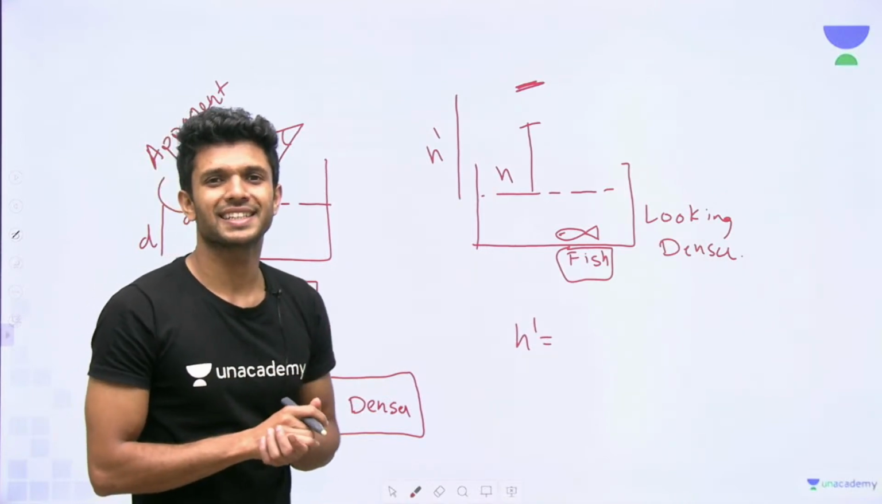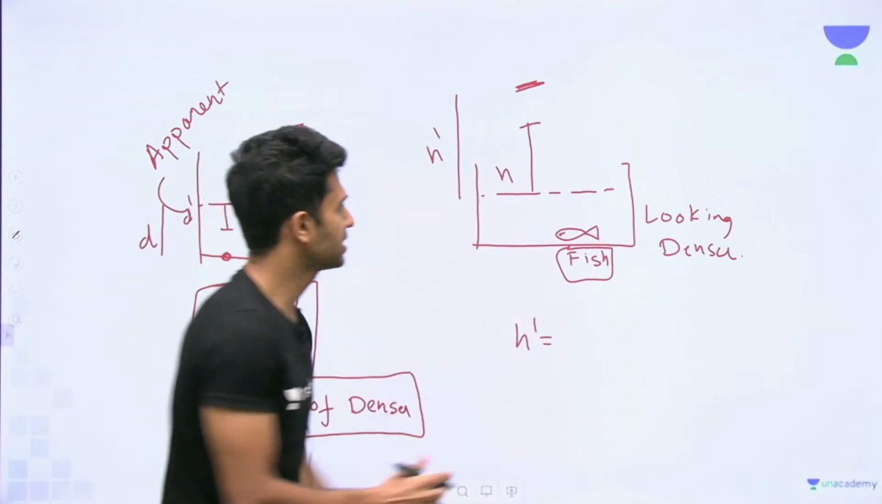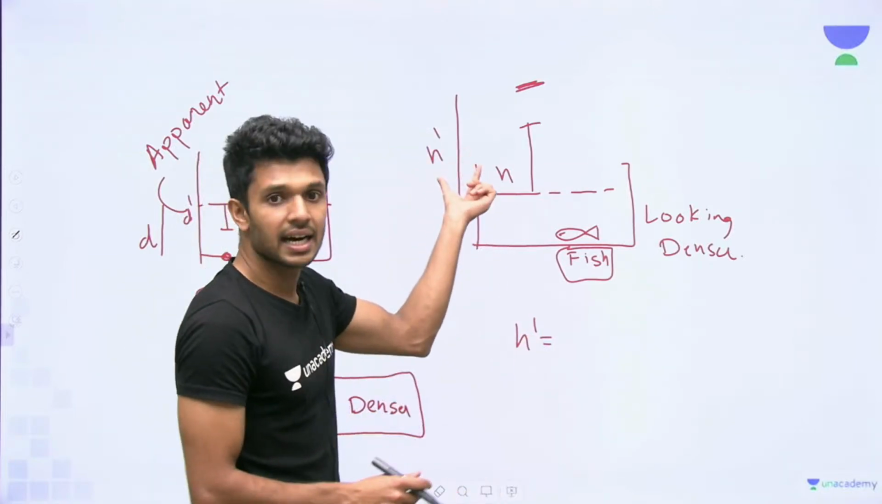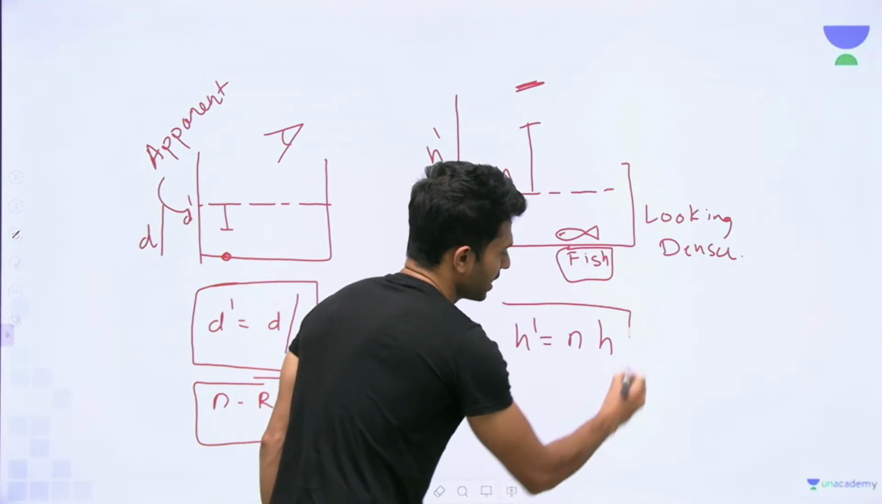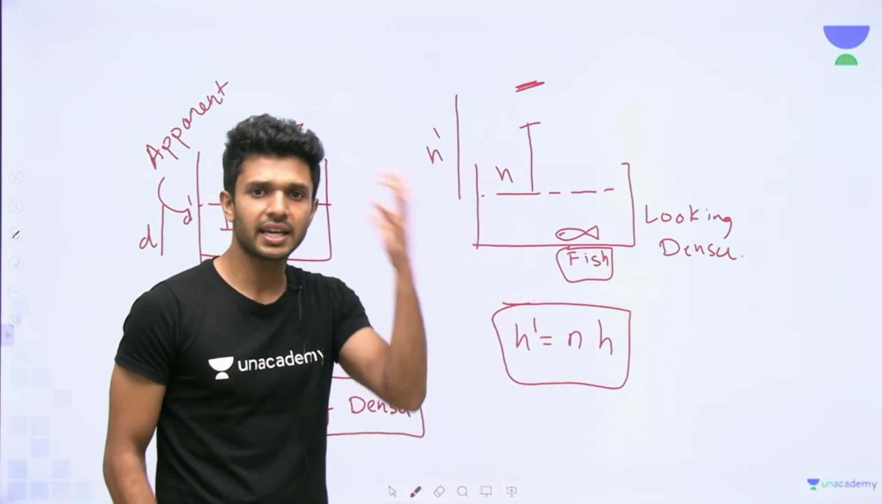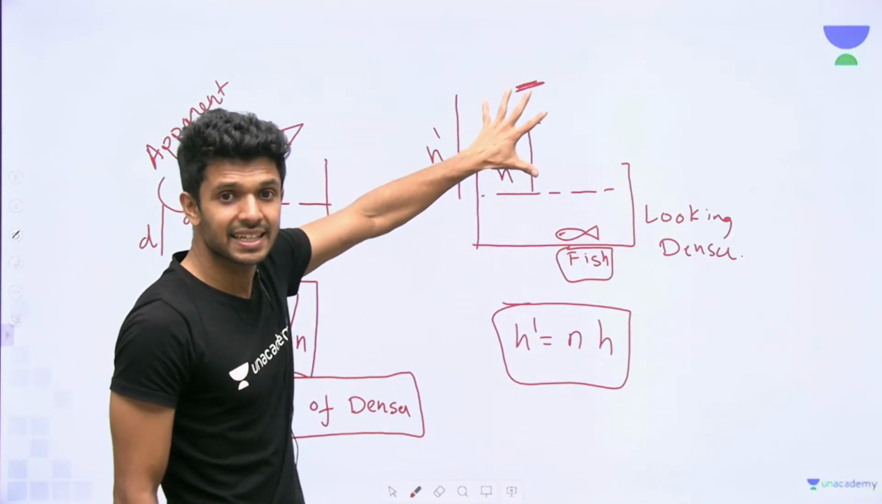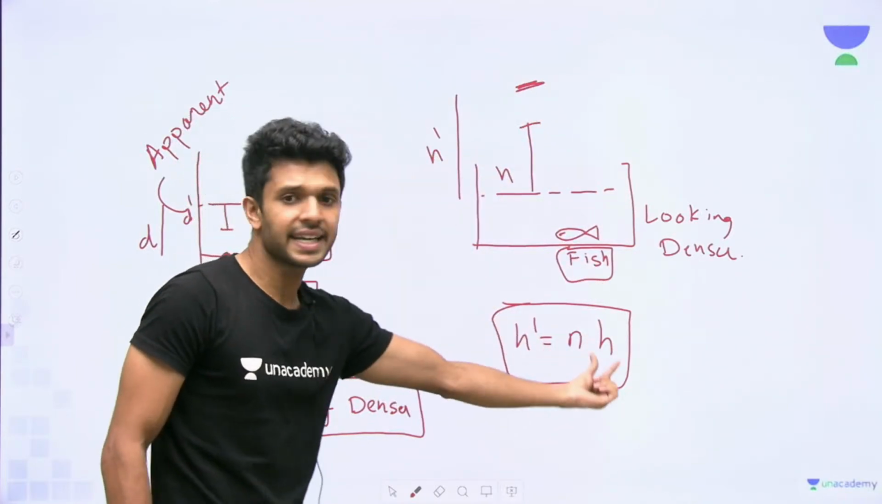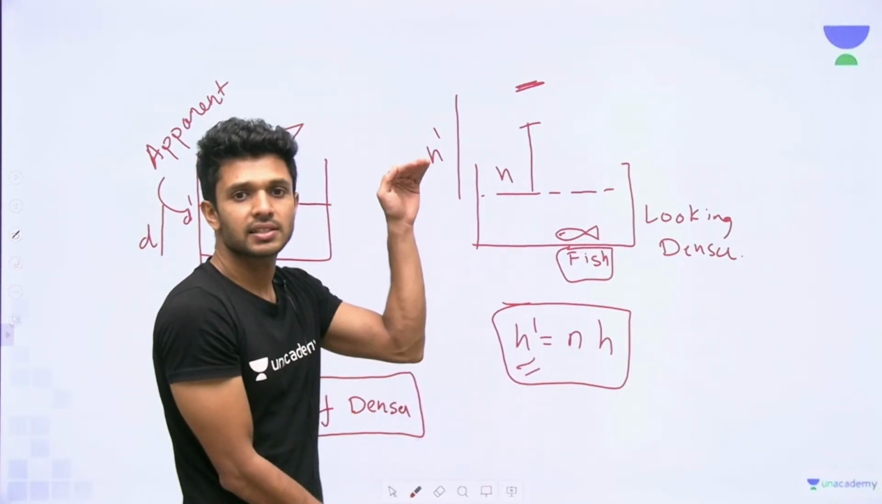h dash का फॉर्मूला कितना है? ये तो d by n है, तो this is h dash. H dash is a larger value, so obviously it has to be h multiplied with n. You can learn like this, right? If you are looking from the denser medium, height increases, so the formula is n times h, where this n times h will make the value of h dash larger.